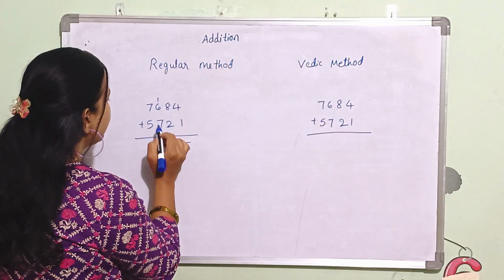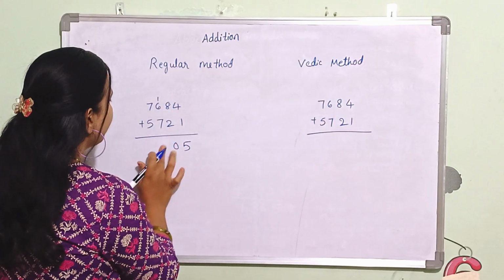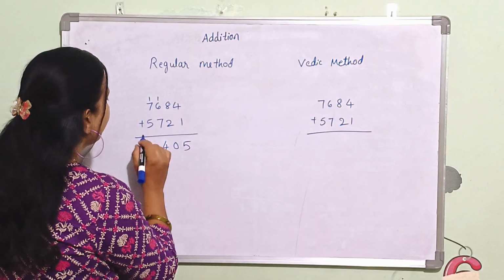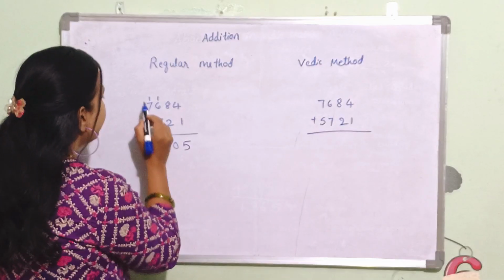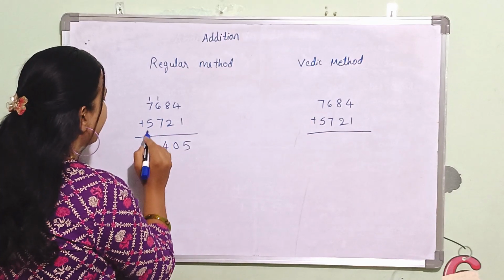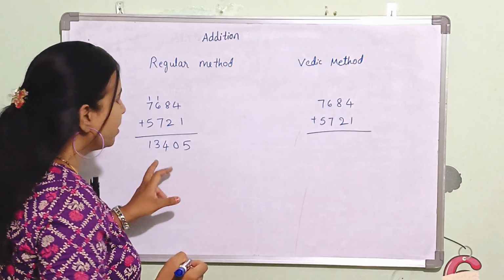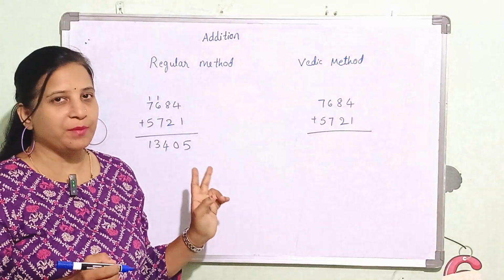So this 6 plus 1 is 7 and 7 plus 7 is 14. So we'll take carry one more here. So it will be 8. 7 plus 1 is 8. 8 plus 5 is 13. So we got the answer from the regular method.